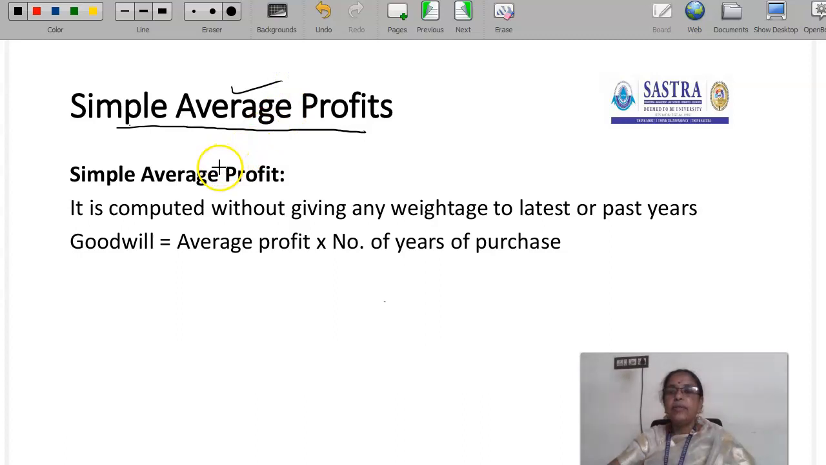How to calculate value of goodwill under the simple average profit? See, we don't give any weightages to the latest or past year's profit. Simply we calculate goodwill by multiplying average profit into number of years of purchase. That is simple average profit.